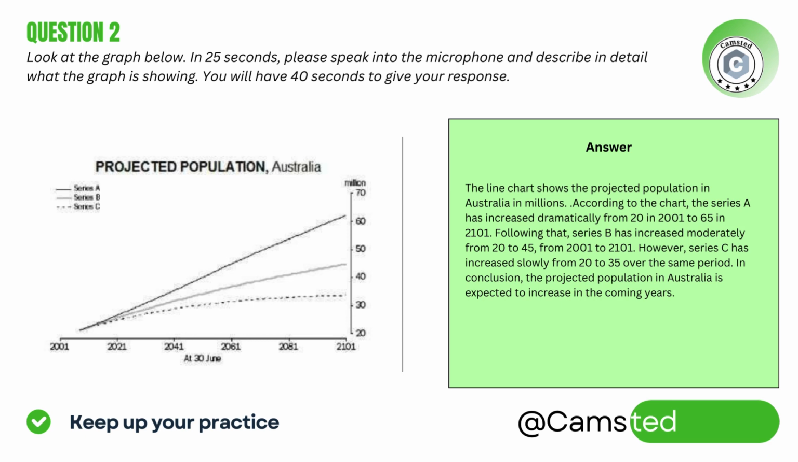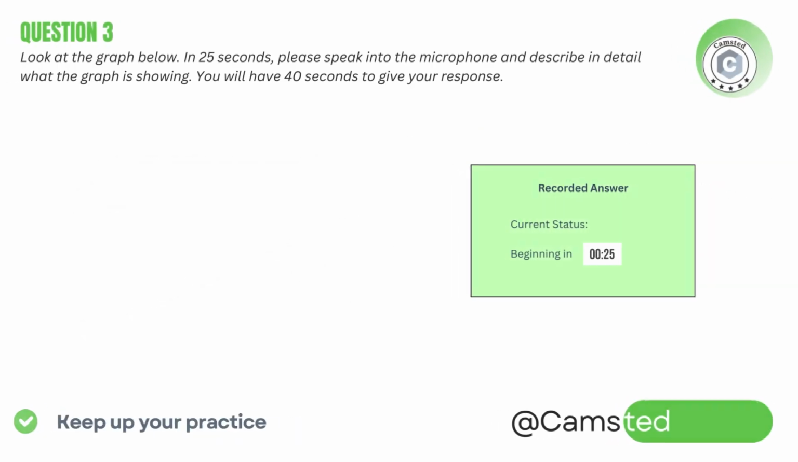However, Series C has increased slowly from 20 to 35 over the same period. In conclusion, the projected population in Australia is expected to increase in the coming years.